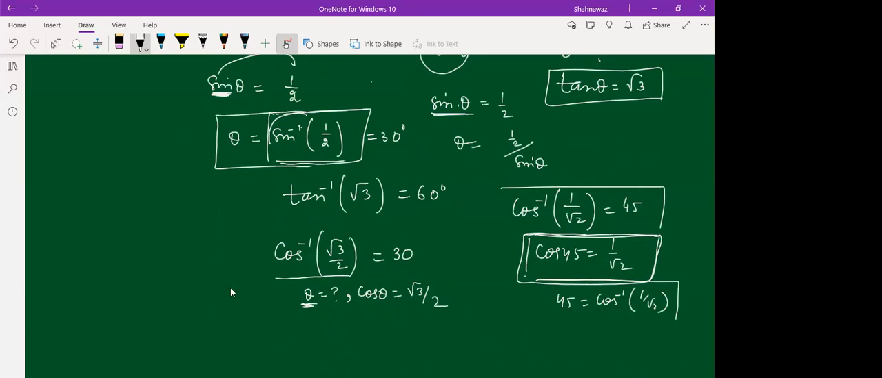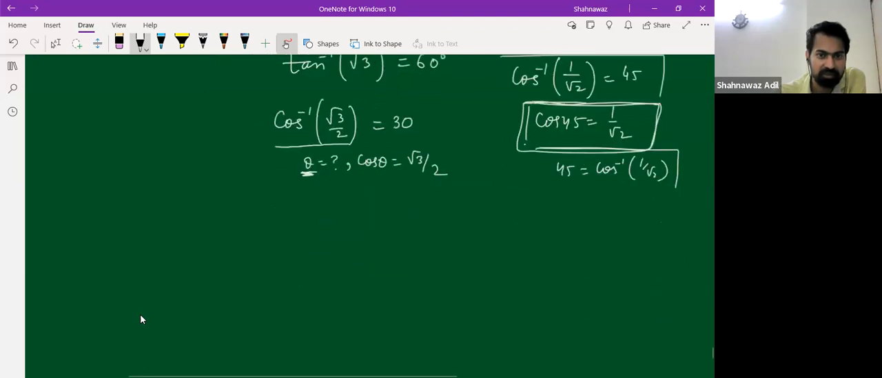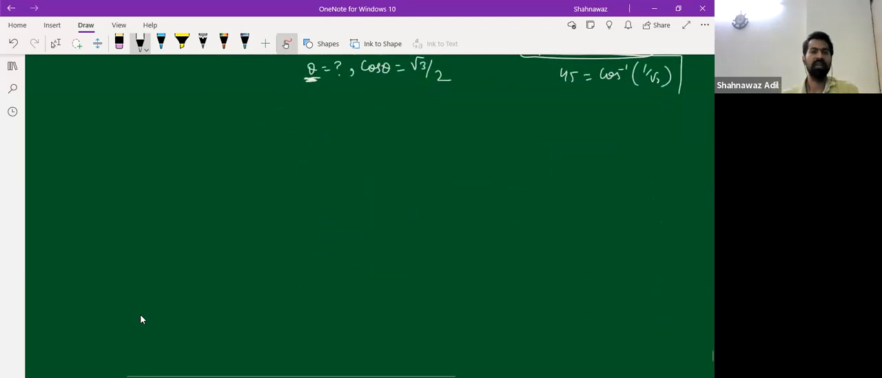So now we can do some questions. If we are given the magnitudes of two vectors, and we are given the angle between them, then the ultimate purpose is that we can calculate the magnitude of the resultant and the angle of the resultant made with the A vector or the base vector.